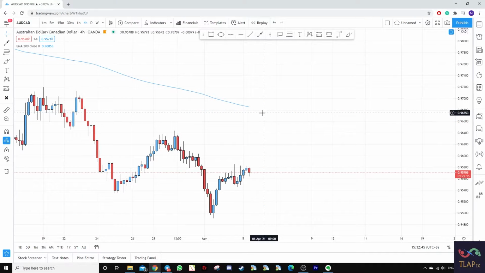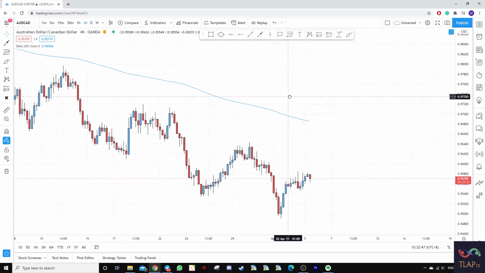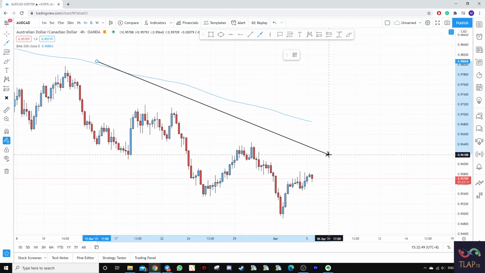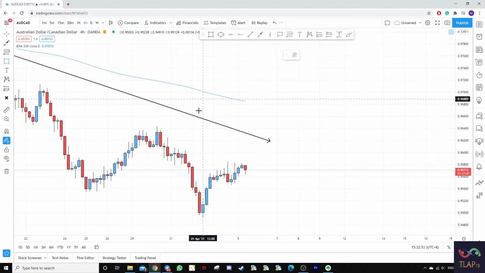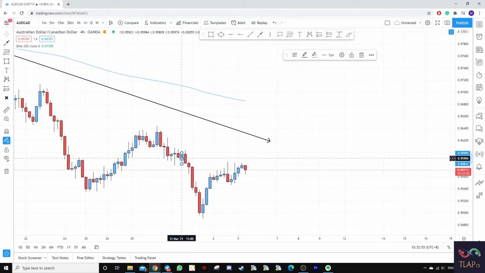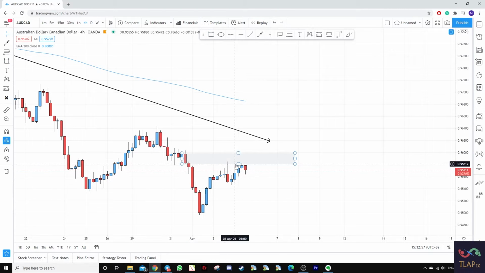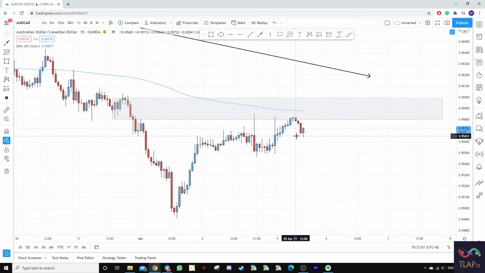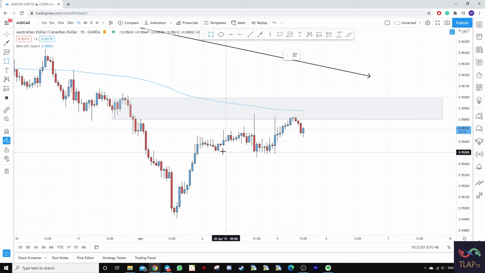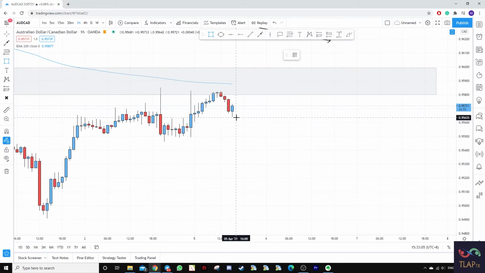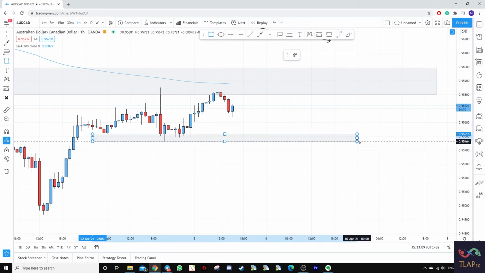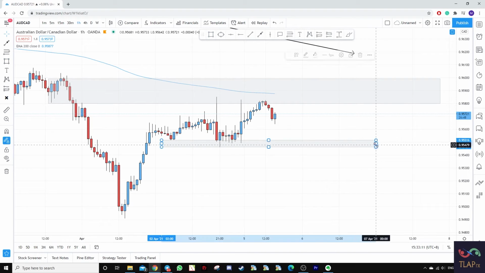So moving on, we have AUDCAD. On the 4-hour time frame, we can see that we have a clear down move structure. And we identified a zone over here where price is currently testing this zone. So dropping down to the hourly time frame, we can see price showing signs of bearish movement, and we identified another support zone over here.